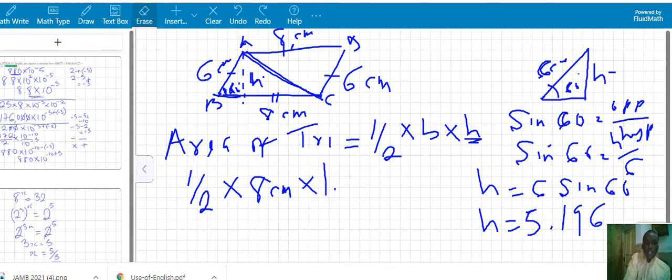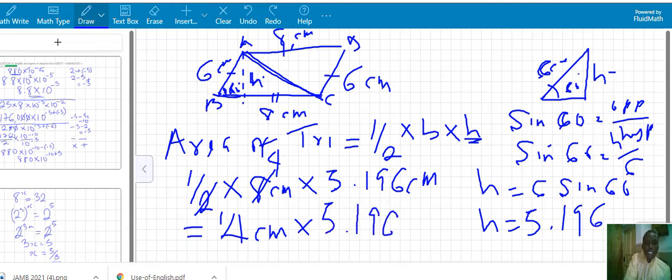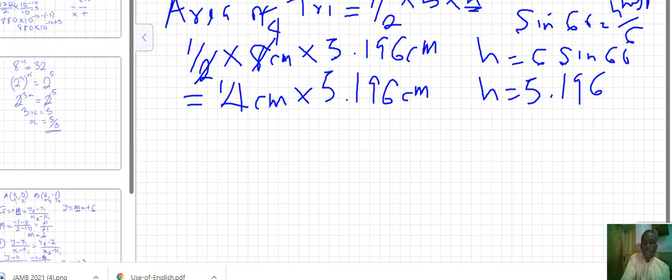Right? So 2 here, 1. 2 here will give us 4 centimeter. So that will be equal to 4 centimeter times 5.196 centimeter. Remember, we are looking for the area of the triangle.